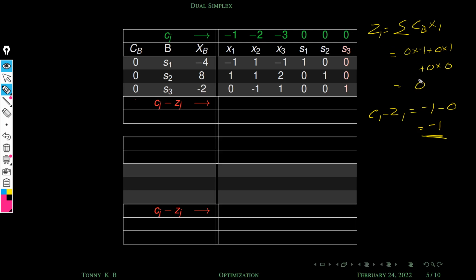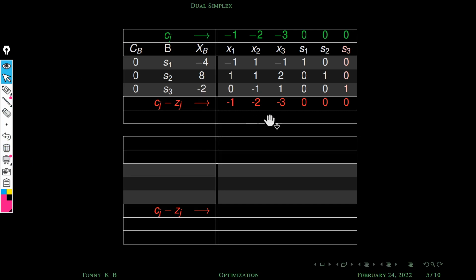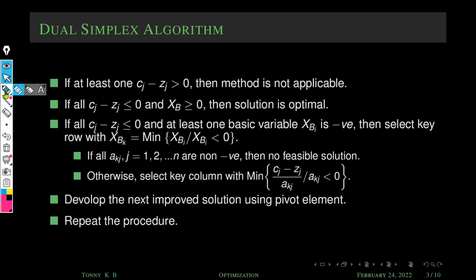Initially this Z1 equals 0 because all the costs are 0. So then what is C1 minus Z1? Here C1 is minus 1 and Z1 is 0, so minus 1 minus 0 is minus 1. So the first entry is minus 1. Similarly, you can evaluate all the Cj minus Zj's. So these are the Cj minus Zj's: minus 1, minus 2, minus 3, 0, 0, 0. And this is our procedure.